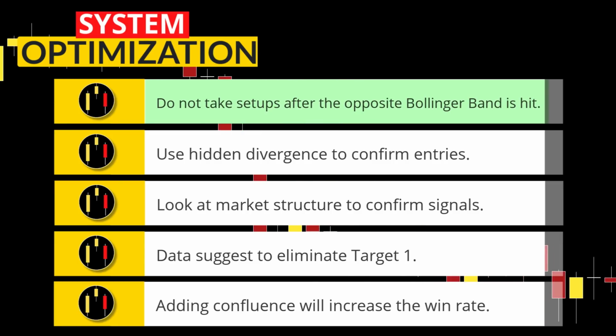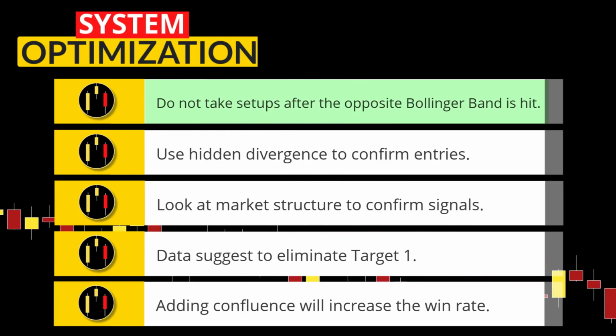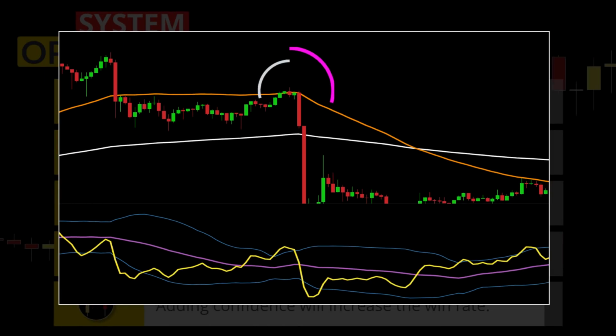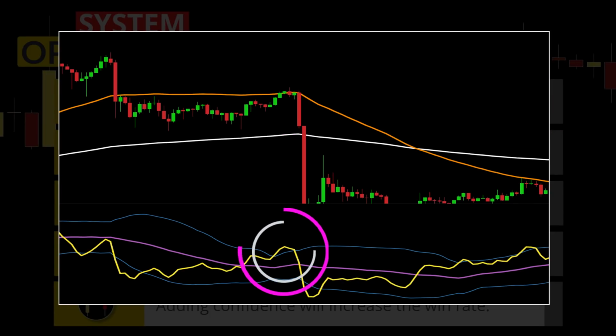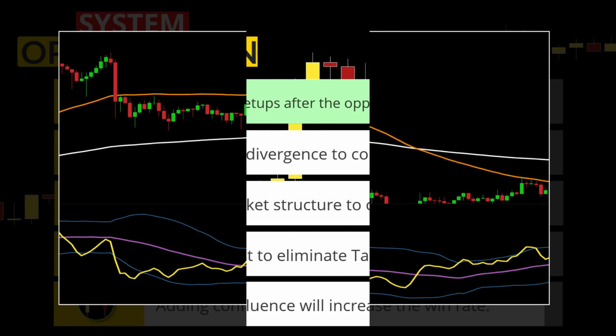First, do not take trades when the other side of the Bollinger Band is hit. Looking at this chart, we can see this losing setup would have been filtered out because the RSI closed above the top Bollinger Band before the trigger candle.